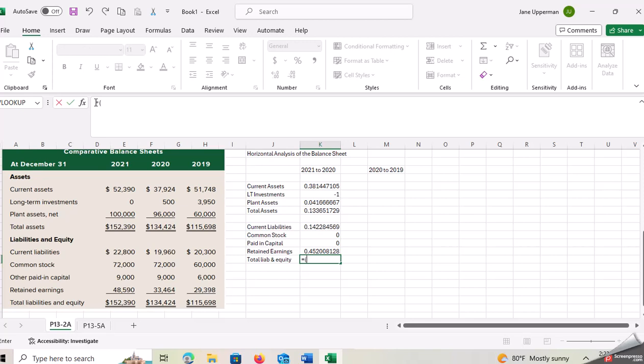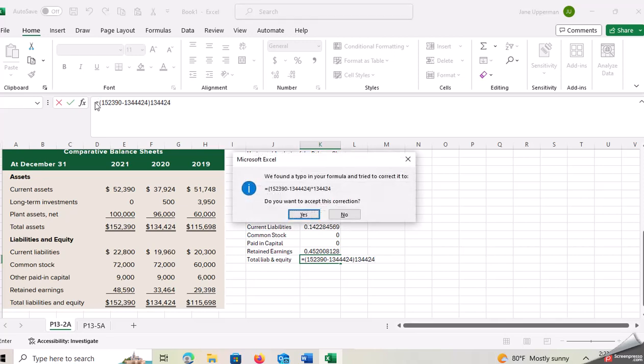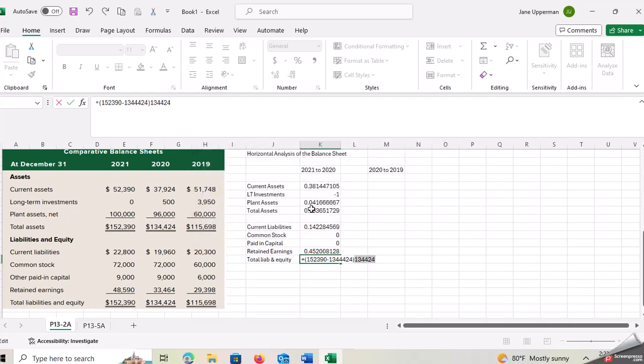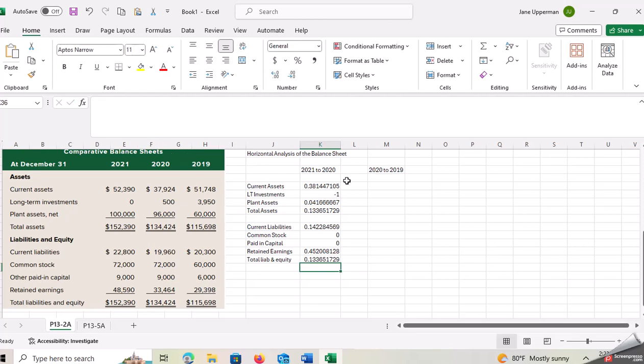And then my total liabilities are 152,390 minus 134,424, and then divide that by 134,424. I think I have too many in here. We'll put in our division, and then let me take away one of those 4s. And then again, these are all percentages, so we can highlight them, make them percents, go out a decimal.